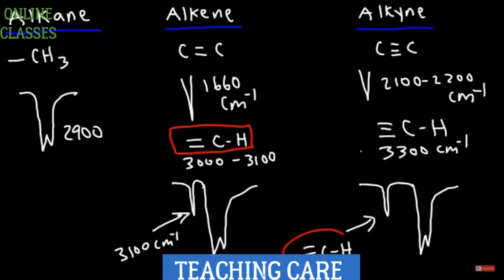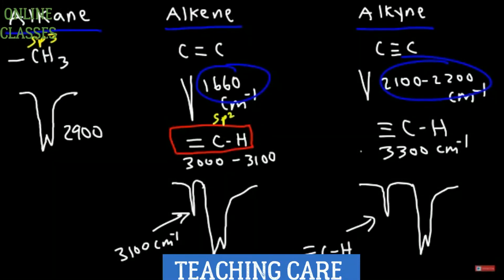So this helps you to distinguish an internal alkyne from a terminal alkyne. And to distinguish an alkene from an alkyne, you could simply look at these two numbers. So let's talk about the effect of hybridization on a wave number. So here we have an sp3 CH stretch. This is an sp2 CH stretch. And here we have an sp CH stretch.